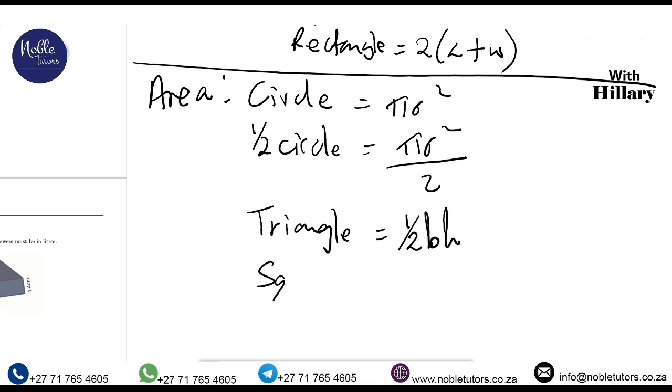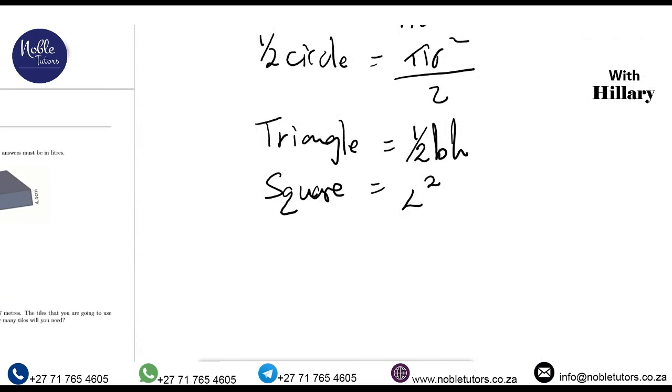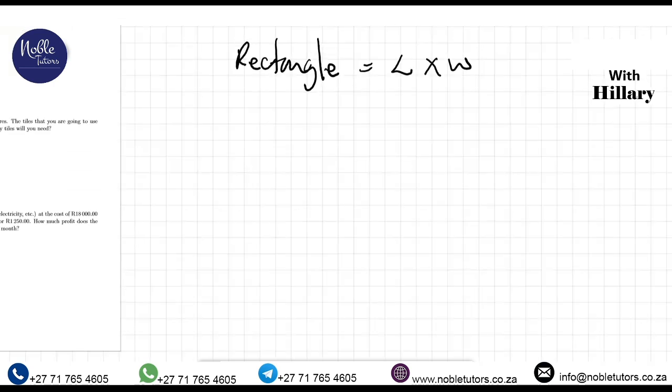Area of a square is length squared, because remember, a square has got 4 equal sides. So if it has got 4 equal sides, to calculate area, we just say length times length or length squared. Then for a rectangle, area of a rectangle is length times width. We need to know that.